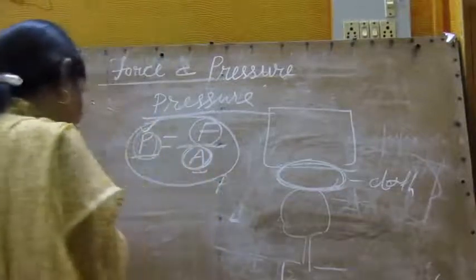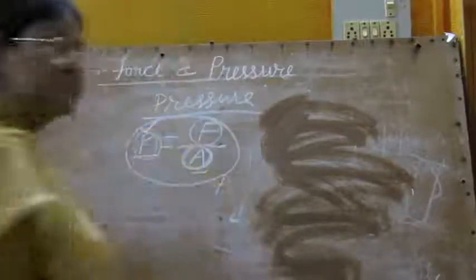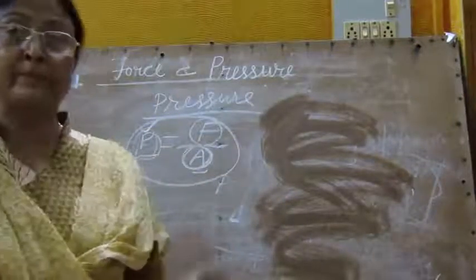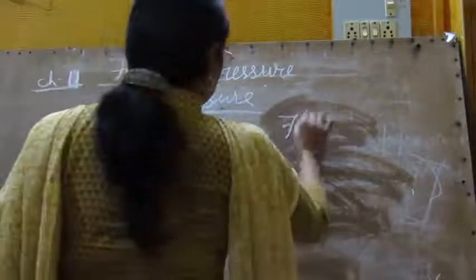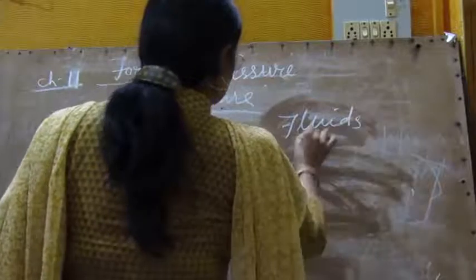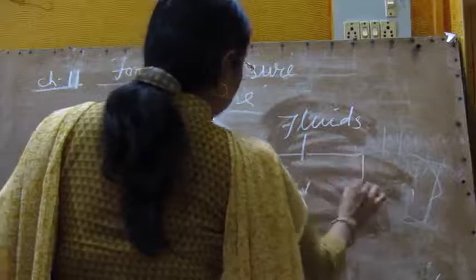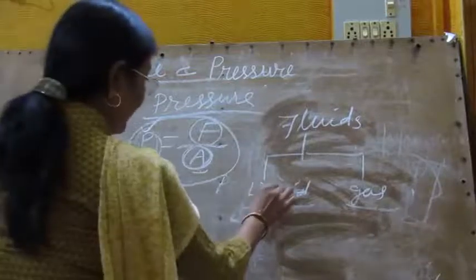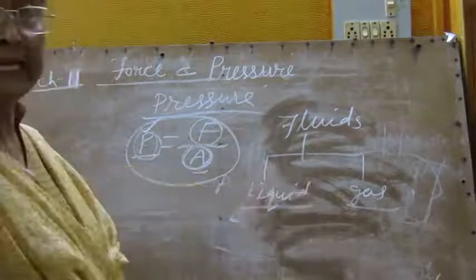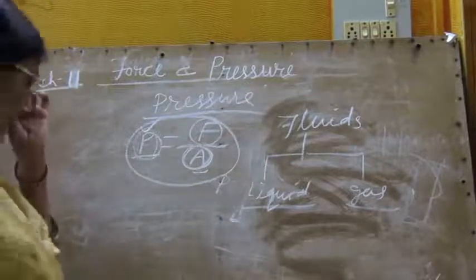Okay, this is now pressure exerted by fluids. Which ones do we call fluids? Fluids are materials which can flow. Fluids are liquids and gases. These two are called fluids. Liquids and gases both can exert pressure. Now I am coming to the pressure exerted by fluids.